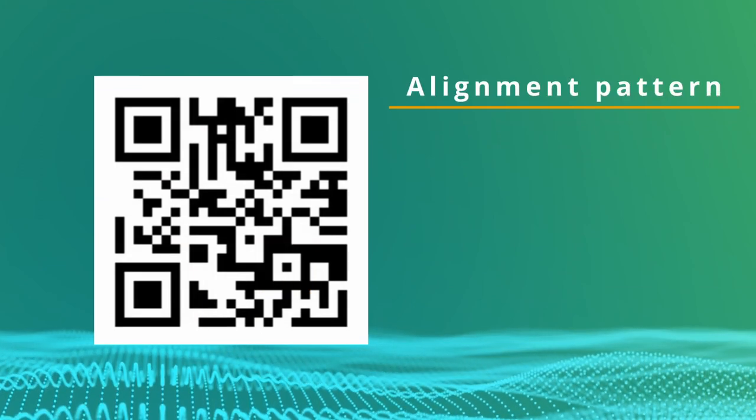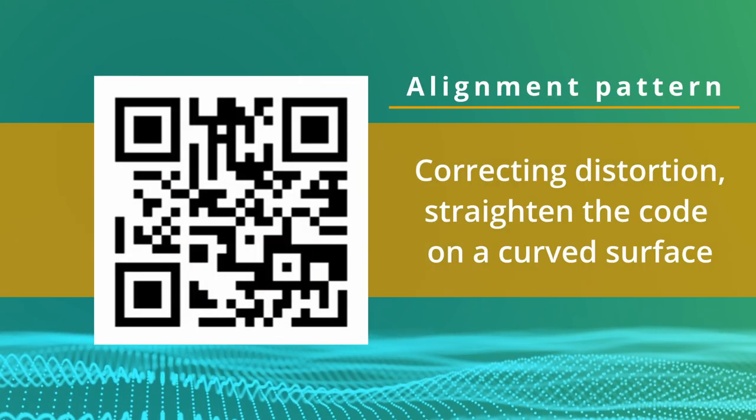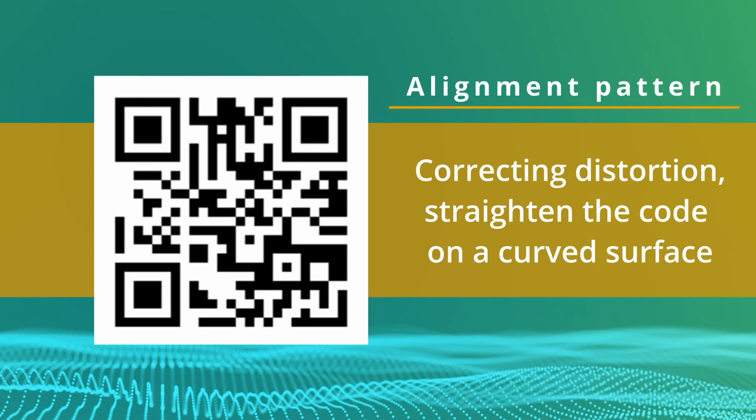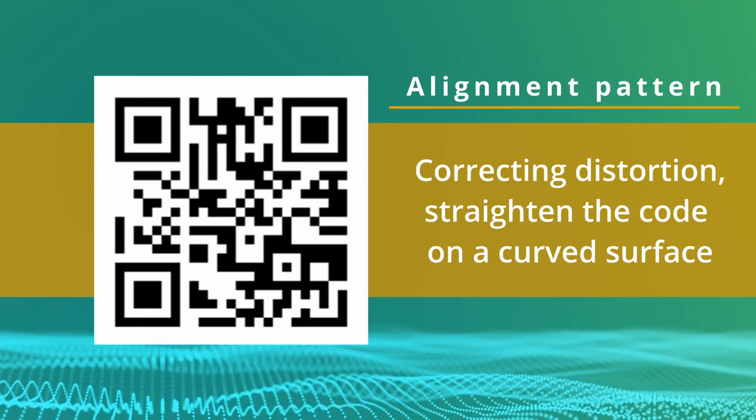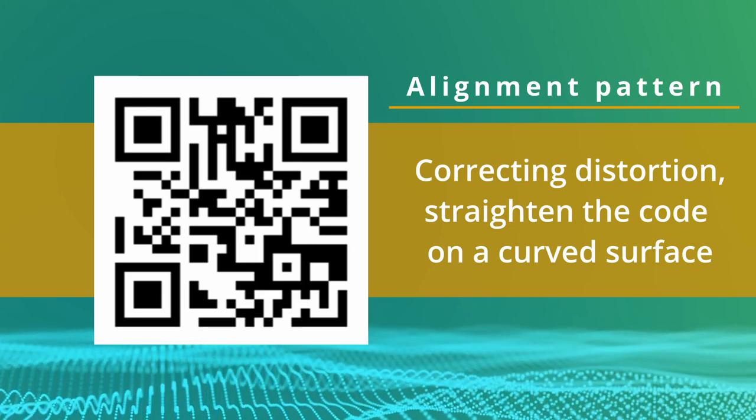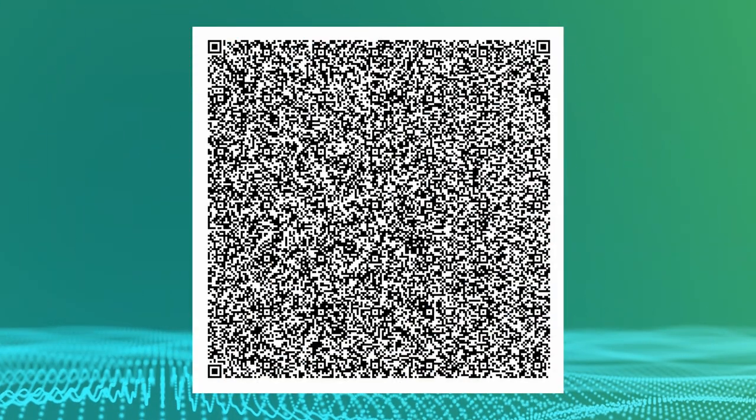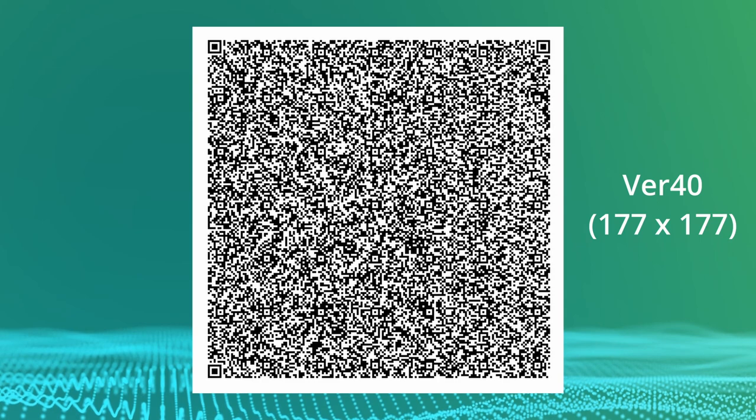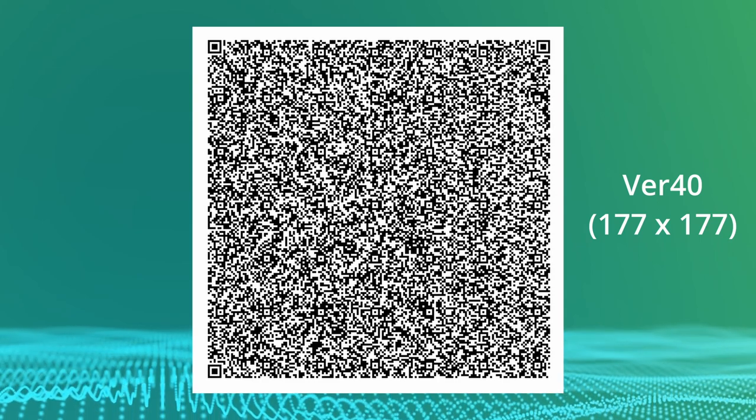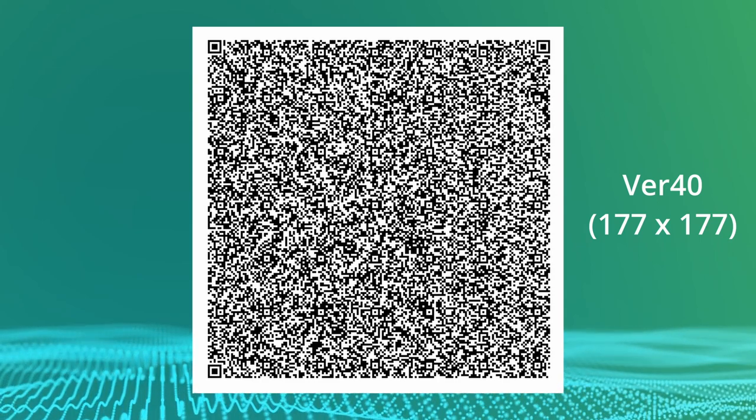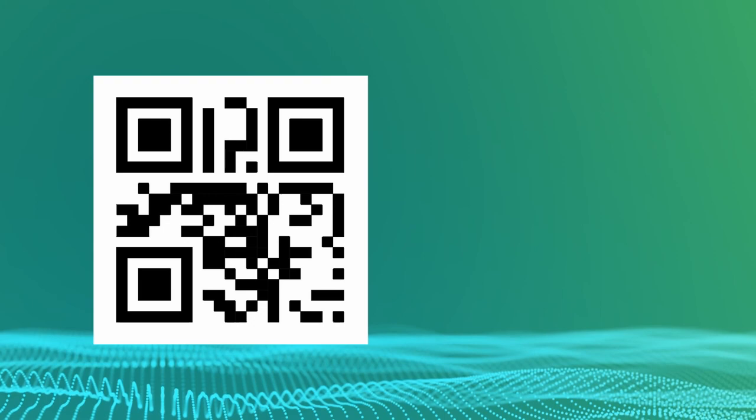Alignment pattern. A pattern that is used for correcting distortion. In other words, it strengthens the code on a curved surface. A QR code with more information will have more alignment patterns. For example, a version 40 QR code, which is the largest size of a QR code, consists of 46 alignment patterns. However, today we are displaying the version 1 QR code. This small version does not require any alignment pattern.